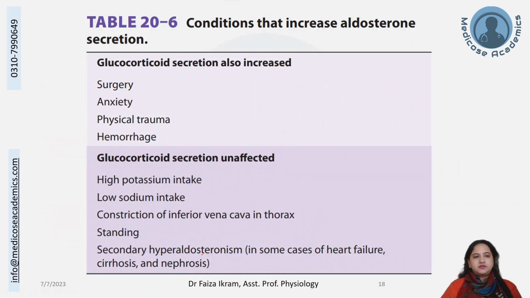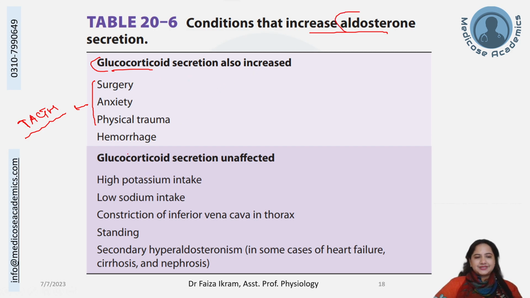Conditions that increase aldosterone, the stimulants which we have already discussed, this is one step further to that. All these things are going to fit in somewhere. Increased aldosterone secretion, along with which glucocorticoid secretion is also increased. These are all those conditions which are going to increase ACTH production. Whenever there is stress, trauma, surgery, hemorrhage, all the stress conditions, there is a stress response, ACTH is increased, and that will stimulate both the production of glucocorticoids and mineralocorticoids.